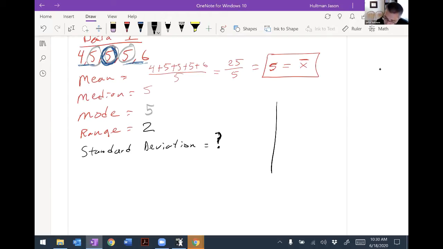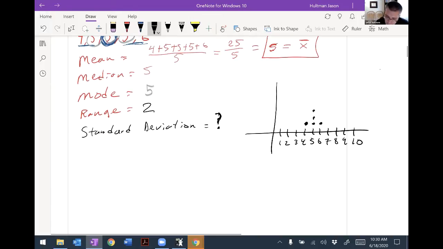Okay, and I'm going to graph my data. I'm going to go 1, 2, 3, 4, 5, 6, 7, 8, 9, 10. And where are my data values going to be located? Well, I'm going to have 1 at 4. I'm going to have 3 at 5. And I'm going to have 1 at 6.